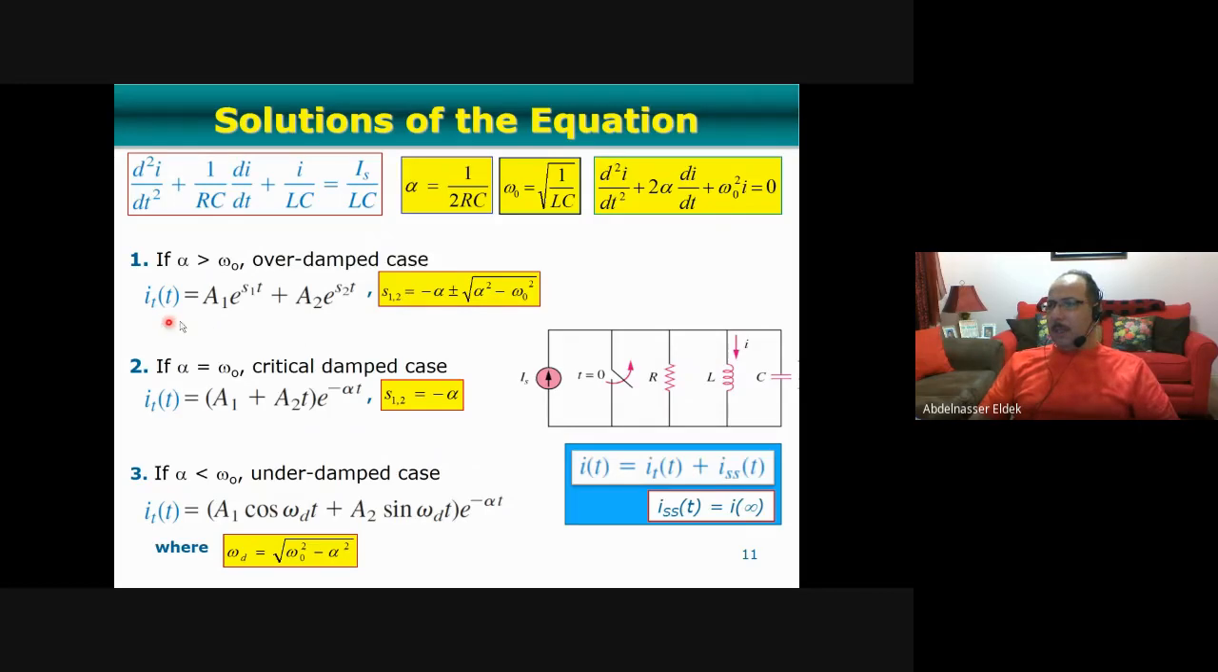Okay, so there's nothing new in this slide. It is the same. So I_T of t equal, if it is over-damped, this is how it looks. If it is critically damped, this is how it looks. If it is under-damped, this is how it looks. This is the transient part. And then you add the steady state to get the total current in the inductor.